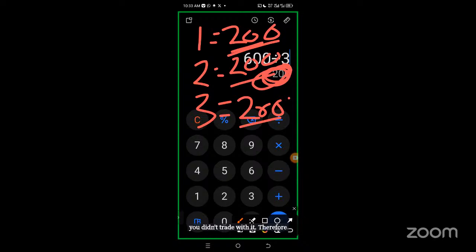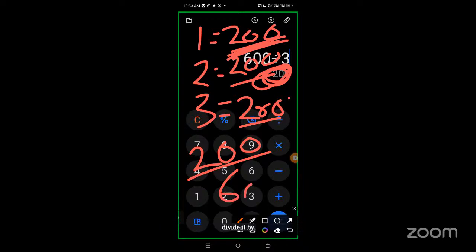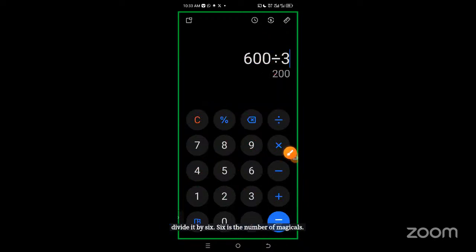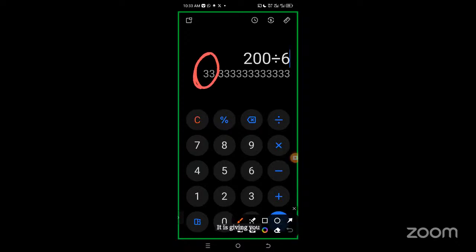Therefore, what is the first buying amount of $200? You are going to get $200 divided by 6. 6 is the number of margin calls. If you get 200 divided by 6, it is giving you $33. And $33 is your first buying amount. Trade with 5 margin calls.